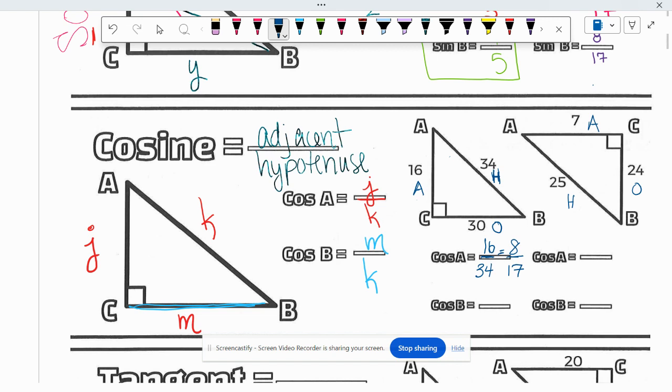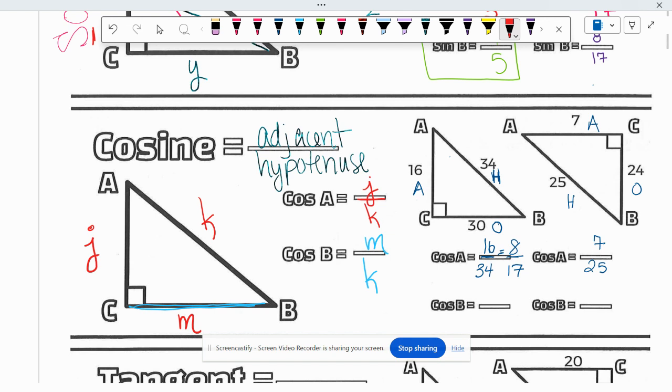8 over 17. Okay, I'm going to go right to the next triangle. We're going to just keep on angle A for a second. Cosine of angle A for the next triangle: adjacent over hypotenuse. What's that going to be? Next triangle. Cosine of angle A: adjacent over hypotenuse. 7 over 25.